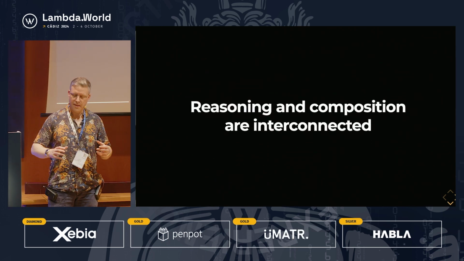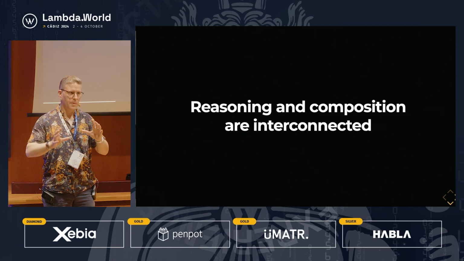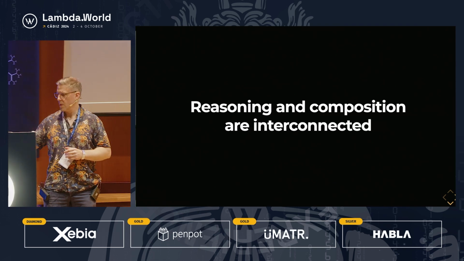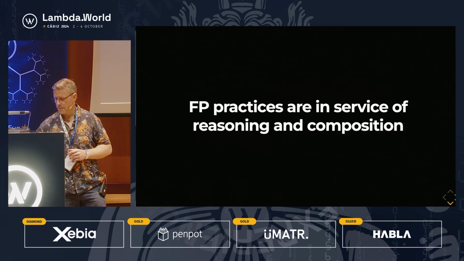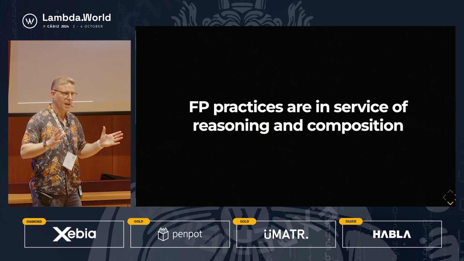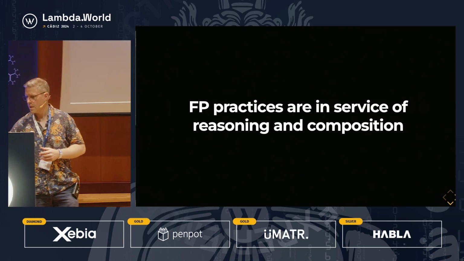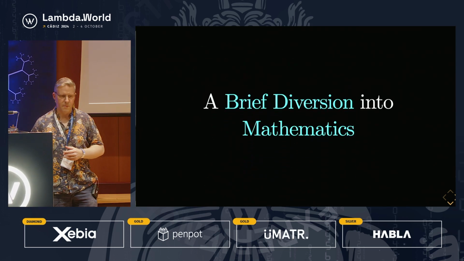And they are interconnected. Reasoning, this kind of static reasoning in particular, and composition go together. So let's have a look at how that works. Before we do, the point here is that I'm saying the FP practices we have, immutability, and so on, these are all in the service of reasoning and composition. Now let's go into a bit of mathematics.